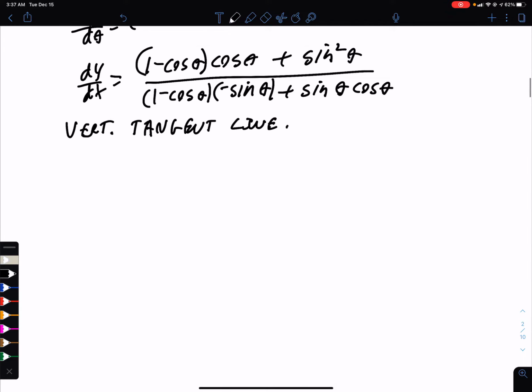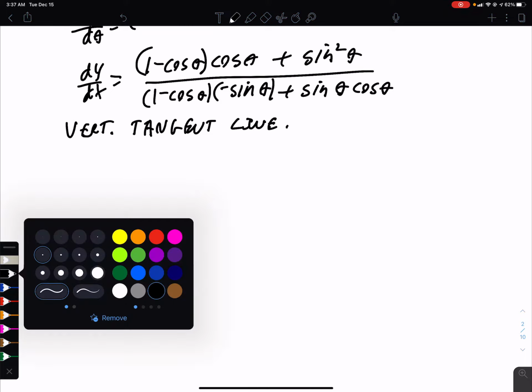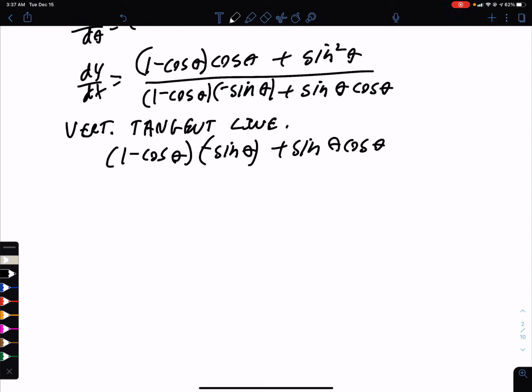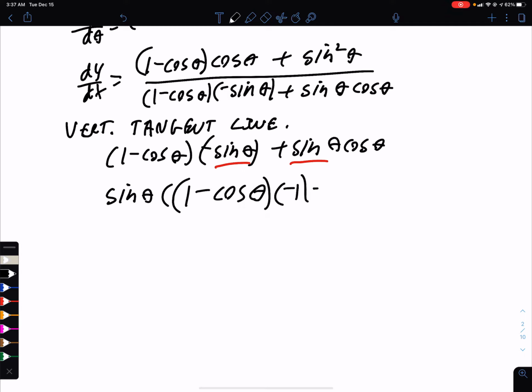So vertical tangent lines will occur when the denominator is 0, because that will give me infinite slope. So I'm going to set the denominator equal to 0. Well, the first thing I noticed, they both have a sine. So let me take that out. I'm left with 1 minus cosine theta times negative 1 plus cosine theta.